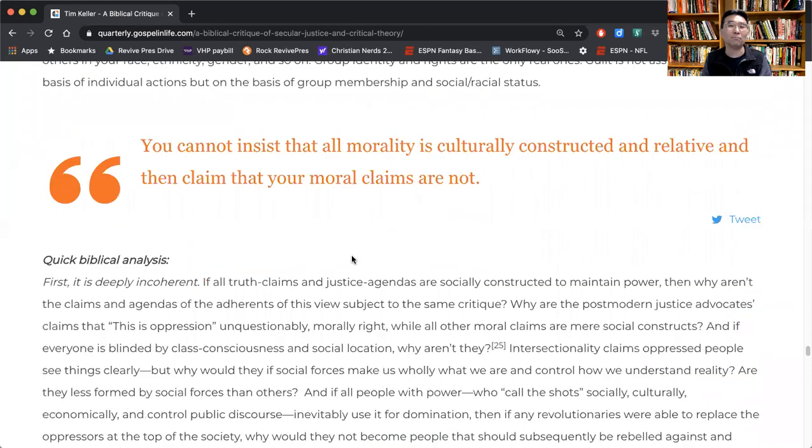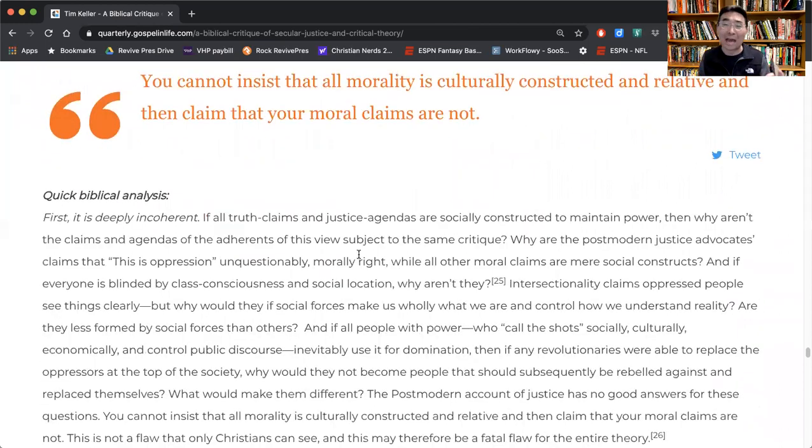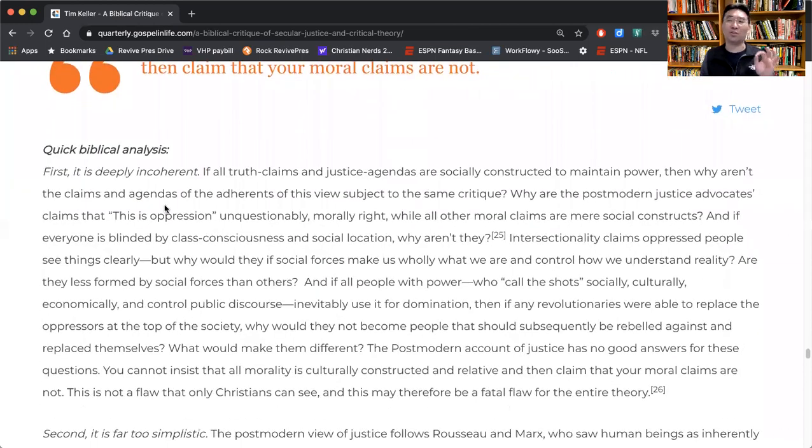Okay. So I know this is already a lot to take in. Let's see if I can briefly hit some of the critiques that Keller goes over. First, it's deeply incoherent. I already told you this doesn't even make sense. It's just unreal, right? If all truth claims and justice are socially constructed to maintain power, then why aren't the claims and judgments of the adherents of this view subject to the same critique? Exactly. If nobody has a real, objective truth claim, why aren't they just imposing their part? Well, maybe that's all that they're doing too.